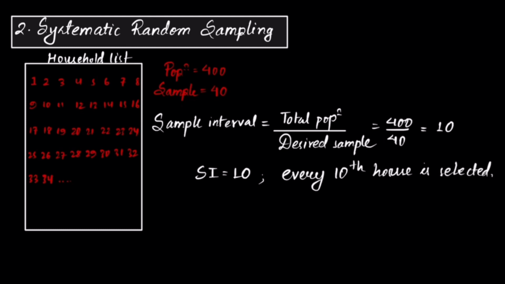So in this case, a system has been used in order to choose the participants for the sample. Now, how is it that we make this random? We make this random by selecting the first house using simple random sampling, or randomly. So you choose the first house randomly, and after the first house has been chosen randomly, you will start choosing every 10th house after the first house.